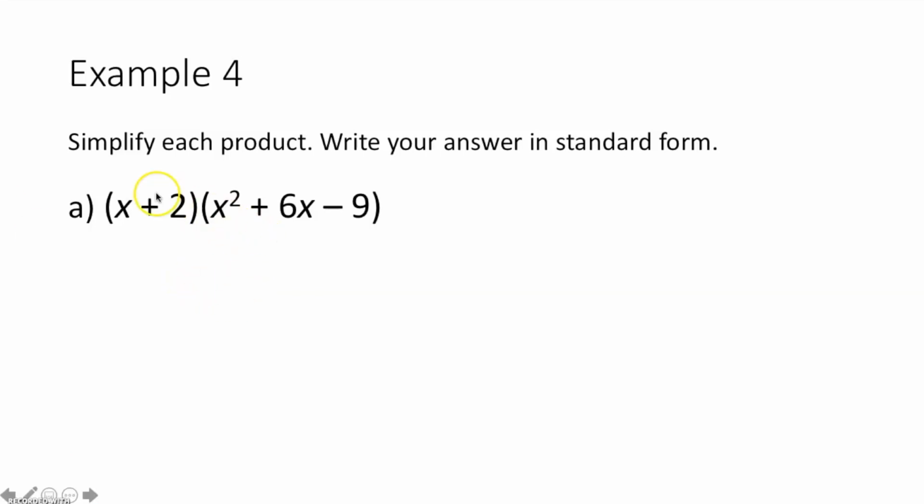Example 4. This works the exact same way as what we were doing. The only difference is now it's not a binomial times a binomial, it's a binomial times a trinomial. So here's how this works. Anytime it's not a binomial times a binomial, foiling does not work. You don't FOIL anymore. You instead are going to double distribute.